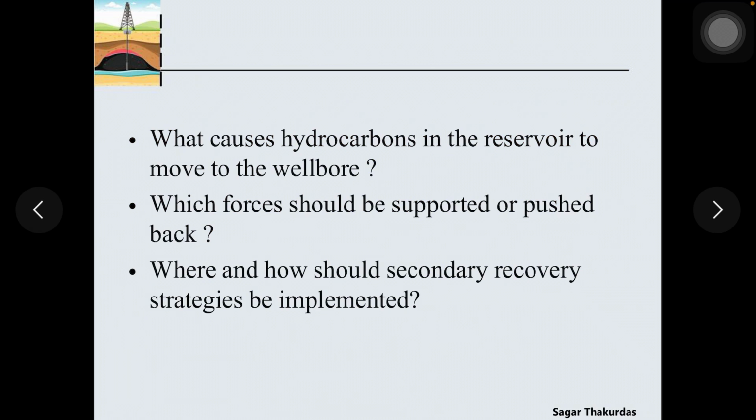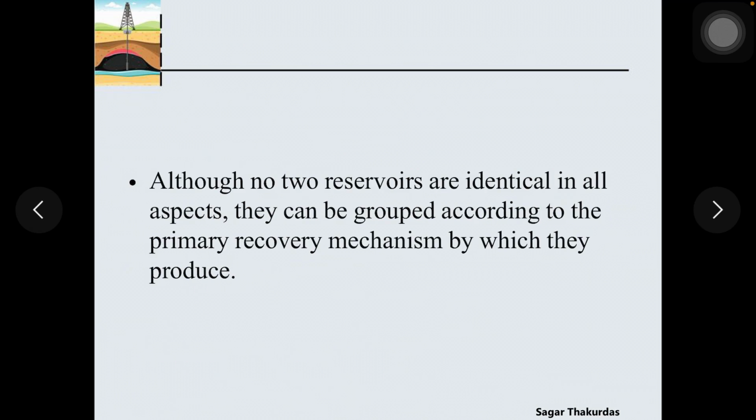The incorrect selection of the production mechanism can result in a disaster. So we have to look at the various reservoir properties and energy available and then decide the primary recovery method. And once the primary recovery method is of no use, then we can go for secondary recovery methods by preparing certain strategies. So all these things are there.